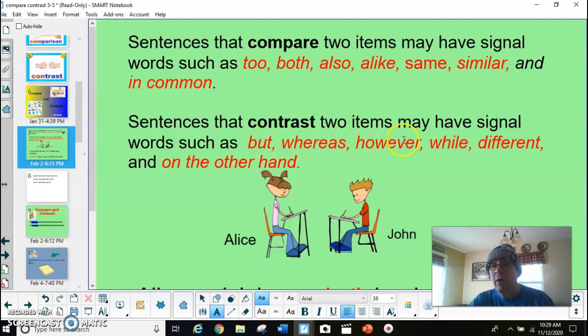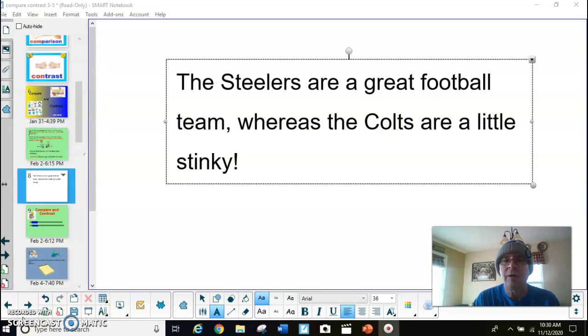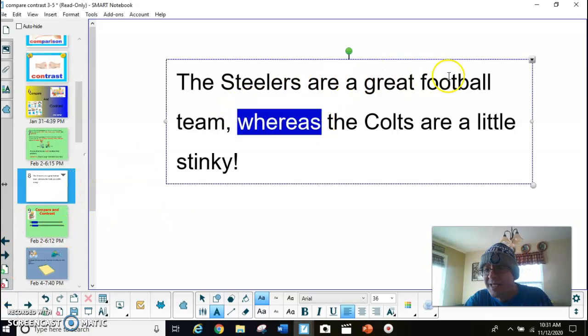But, whereas, however, while, different, on the other hand. Let's look at some sentences with those words in them. So, let's look at this sentence here. The Steelers are a great football team, whereas the Colts are a little stinky. I'm wearing my Colts stuff here today. So, you see this word here, whereas. That's telling you this is one way, but this is the other way. It's different. It's contrasting.